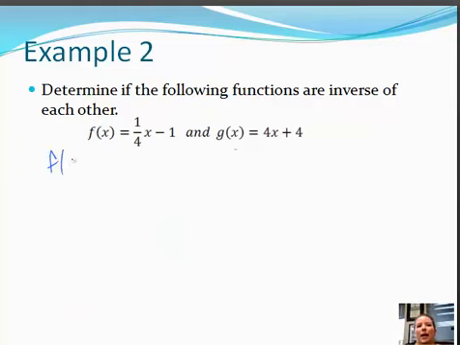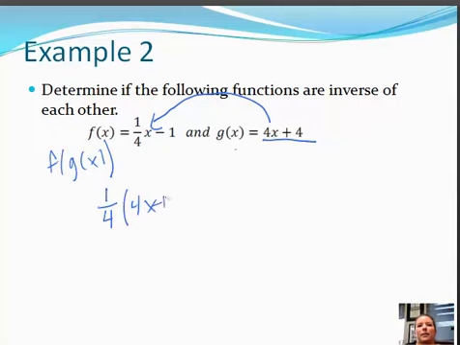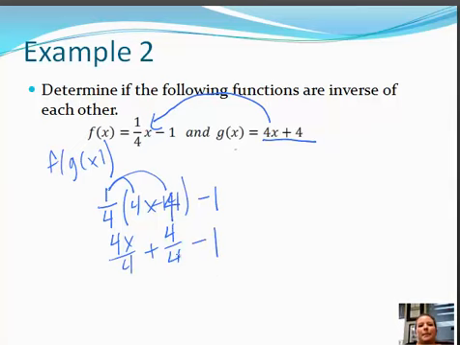So we're going to do f of g of x. This is g of x, so I'm going to plug it in for this x. So I'm going to do 1/4 times 4x plus 4, minus 1. Now I'm going to distribute the 1/4, so I would end up with 4x over 4 plus 4 over 4, minus 1. Alright, these 4's cancel, I'm left with x. 4 over 4 is 1, minus 1, those would cancel, so my final answer would just be x. So that proves that, yes, they are inverses.